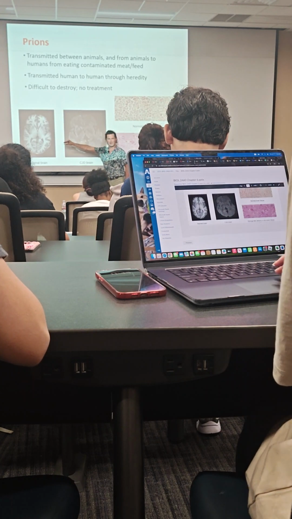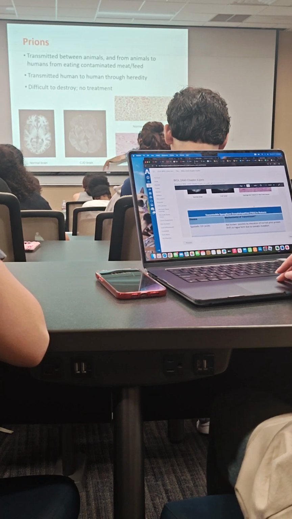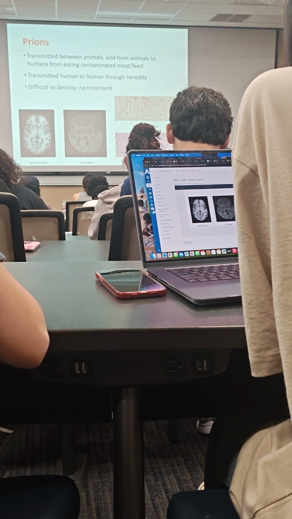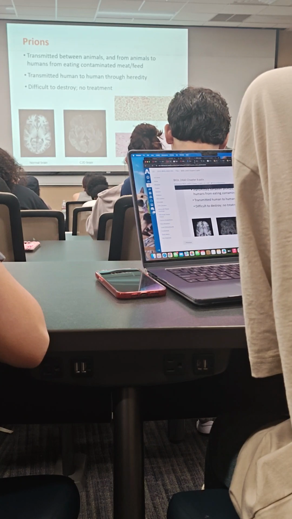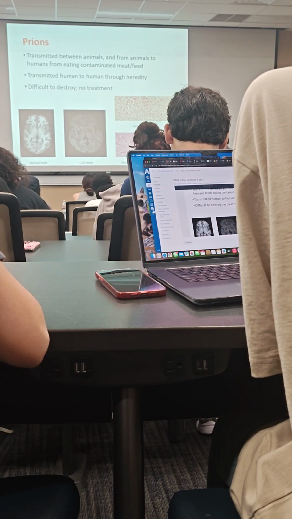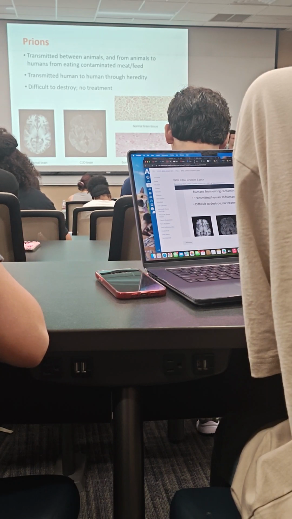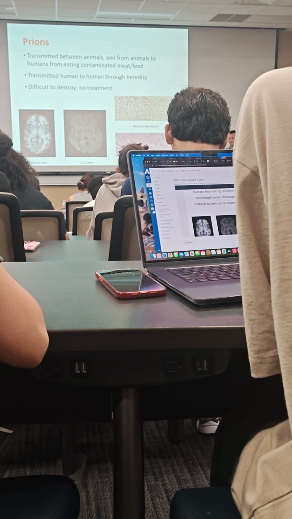Normal brain, yeah, nice and full. This one, full of holes. You can get it not only from eating animals, but this can be passed down hereditarily. In the case of CJD, that happens. It can come from things like organ transplants. Really difficult to destroy. You have to incinerate it at very high temperatures. A lot of chemicals aren't going to affect this. Okay, there's no type of antibiotics for this.